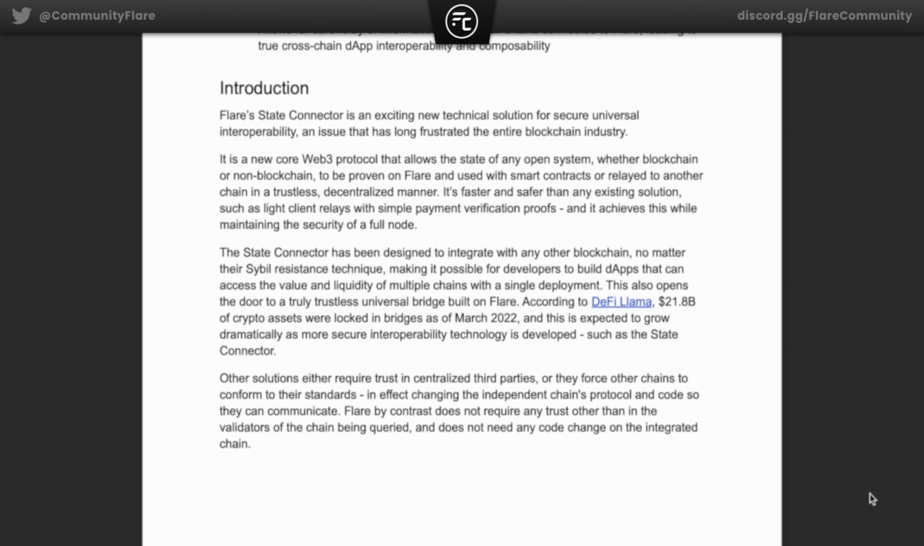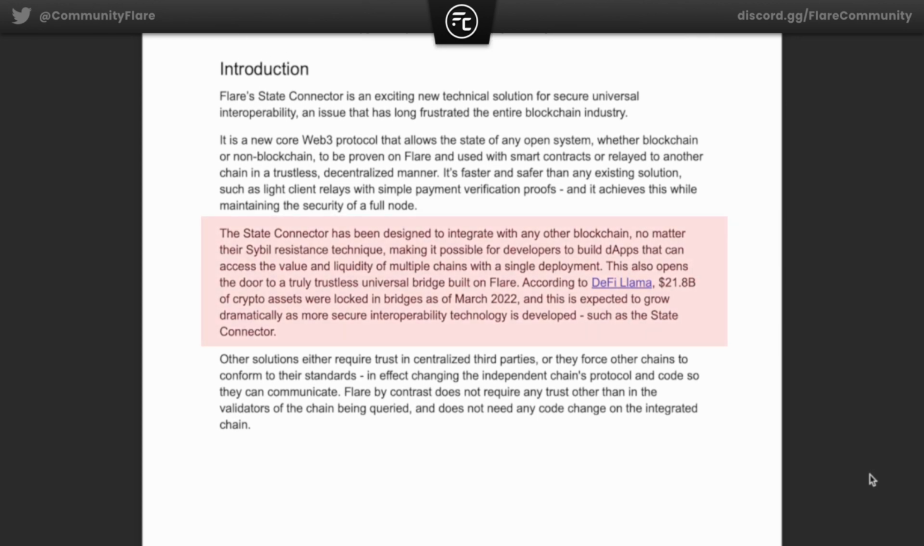The State Connector has been designed to integrate with any other blockchain, no matter their Sybil resistance technique, making it possible for developers to build decentralized applications that can access the value and liquidity of multiple chains in a single deployment. And if you're wondering what this Sybil resistance means, it means the resistance to a Sybil attack, basically the consensus algorithm. For example, we have proof of stake, we have proof of work, and obviously we have federated Byzantine agreement too. So this also opens the door to a truly trustless universal bridge built on the Flare network.